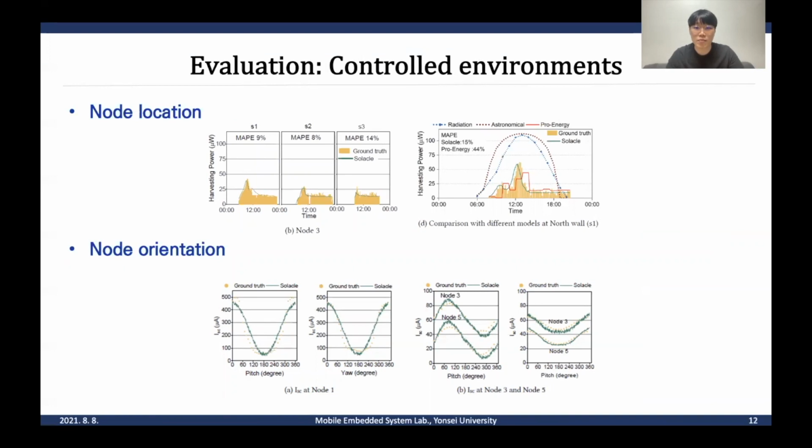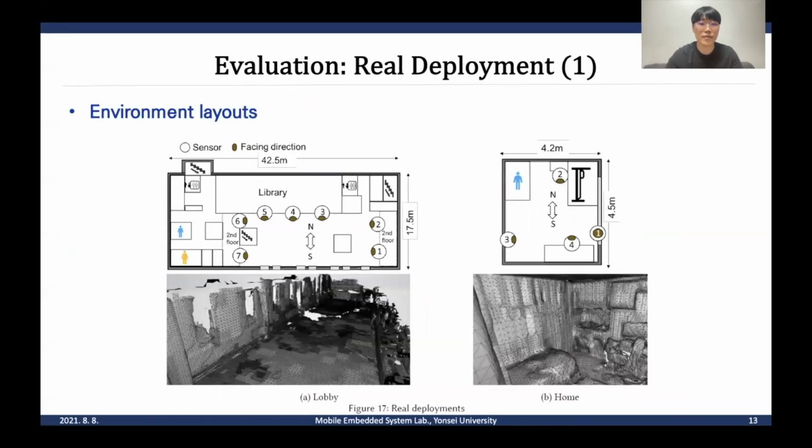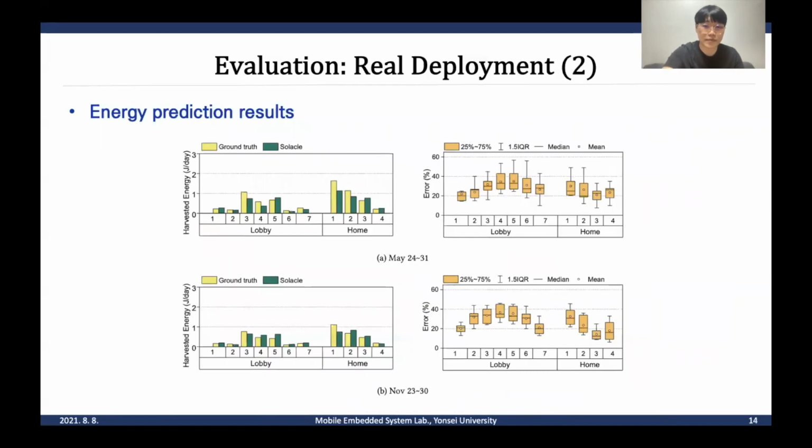We evaluated our proposed approach in a controlled environment and a real environment. In the controlled environment, experiments were performed in different positions and orientations, and high accuracy was confirmed. Then we chose two places for real environment experiments, and below are the two selected real environments and the LiDAR scan results. In the lobby of the high-ceilinged building, the LiDAR sensor did not work well, so we manually created a 3D model. And Solacle was able to perform energy prediction in real environments.